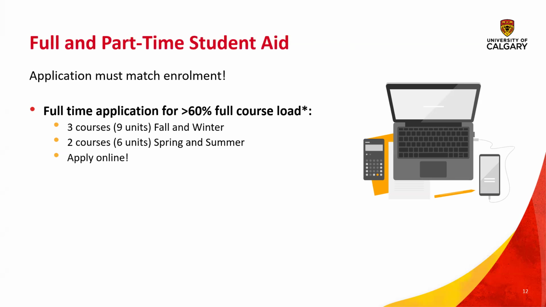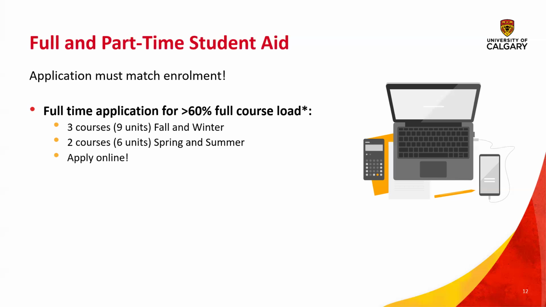If you're also picking up additional courses throughout spring and/or summer, your academic load, your full-time or part-time status, determines the process for applying for financial aid. As a full-time student, you apply online through the Alberta Student Aid portal. To be considered full-time, you must be enrolled in at least 3 courses for fall and winter, or 2 courses in spring and/or summer.